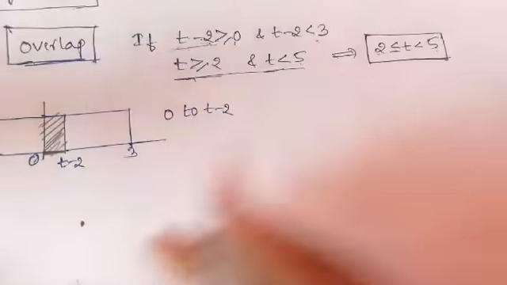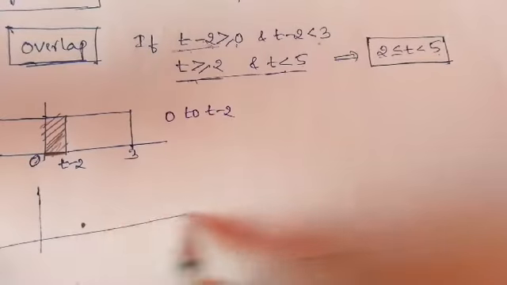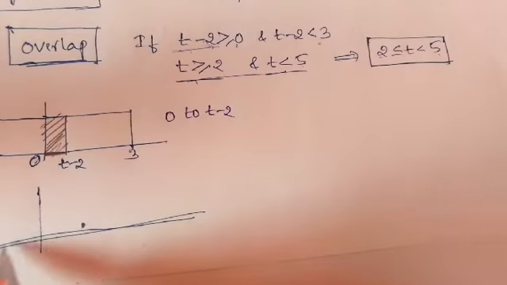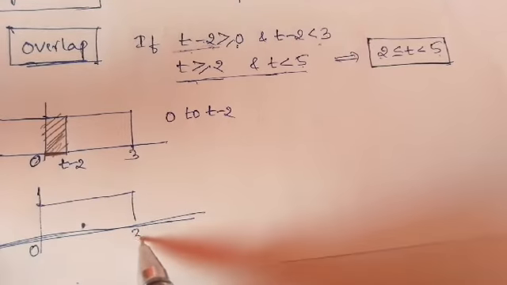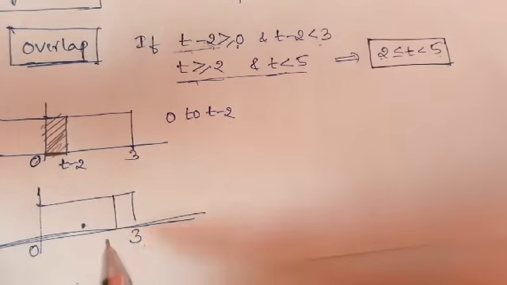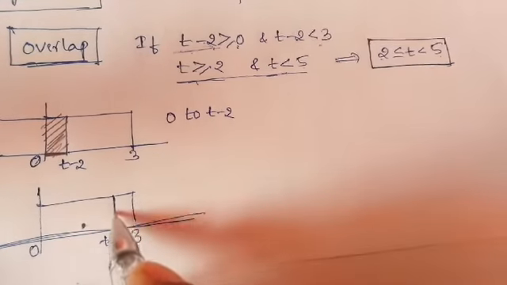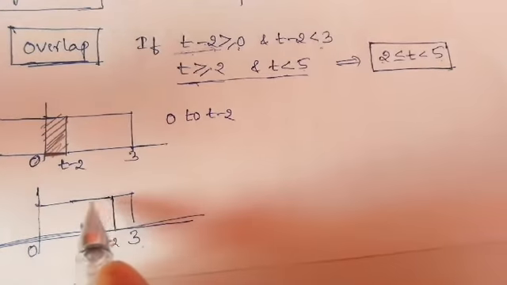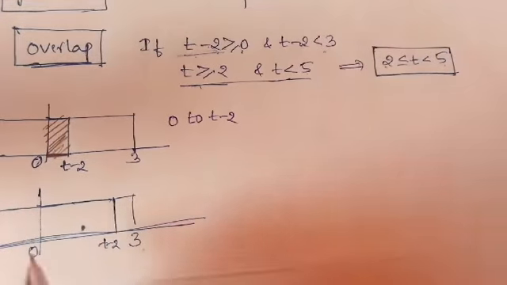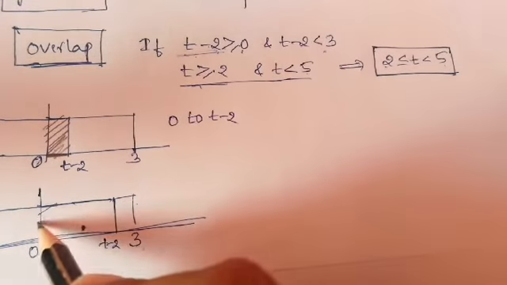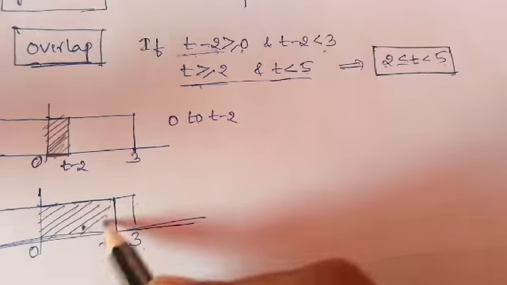Another illustration I will take. Anywhere you can take. For your understanding, I am taking one more point between 0 and 3. If I take here, this is the second signal. Now tell me from where to where. Overlap means both the signals have their amplitudes here. This amount of signal gets overlap.